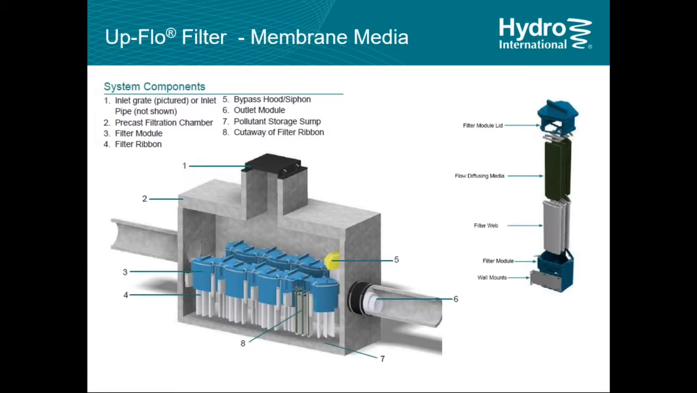The water enters through the inlet, whether it's a drop inlet from the top or an inlet pipe. It has a sump at the bottom where heavy materials can settle out, and then it goes up through the membranes. The water is hydraulically pushed upward, so it's still an Up-Flo filter. It goes into the modules and across to the outlet to the right. So it's essentially a very similar setup.